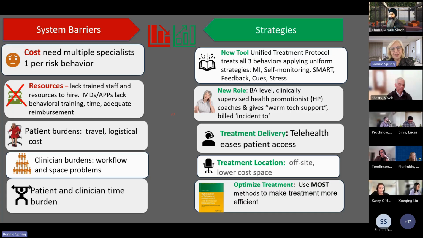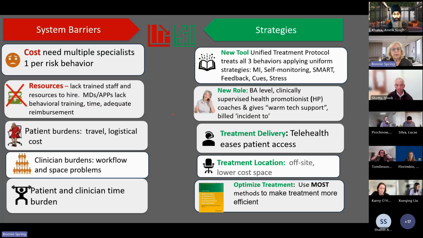So one of the first things that we had to do was to figure out a treatment protocol that would let a single interventionist be able to treat all of them, which we did. We have a unified treatment protocol that treats all 3 of those behaviors, applying uniform strategies like motivational interviewing, self-monitoring, and so forth. That was the first thing we had to do.